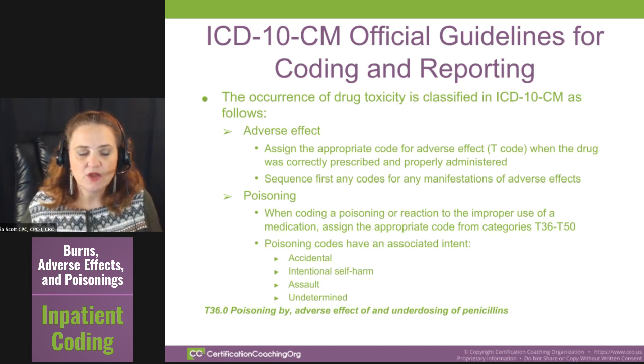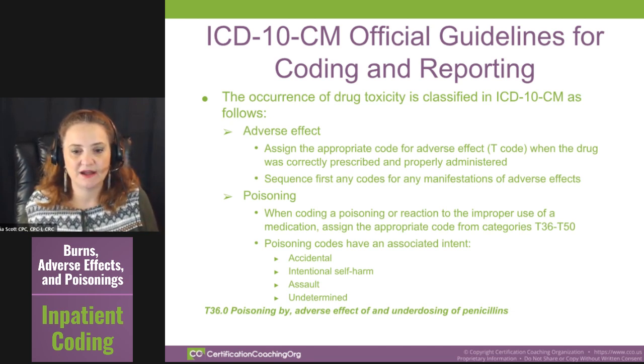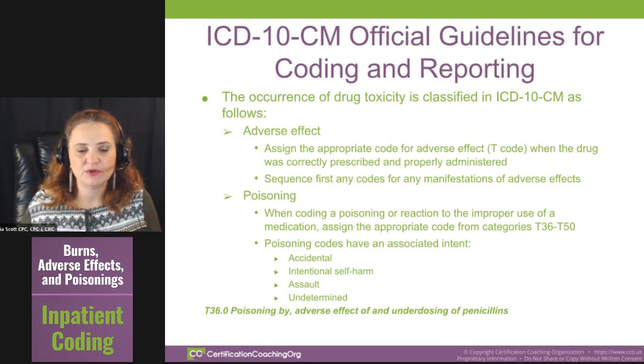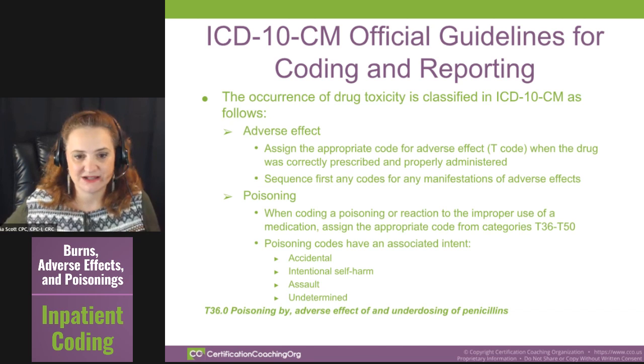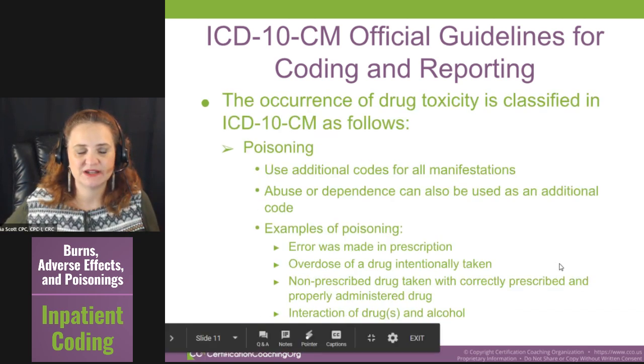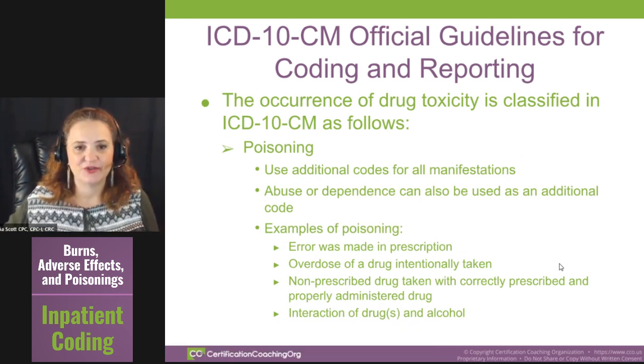So that's okay. Notice I went ahead and put that adverse effect. I pulled this code T36.0, poisoning by adverse effect of underdosing of penicillin. So again, this is using the term poisoning and adverse effect, but it's for underdosing of penicillin. Now we don't think of that as in combinations together, but there's a code for that, and there's a code for a reason. All right. So pay attention to those T codes, go look those up and do a little light reading for those.